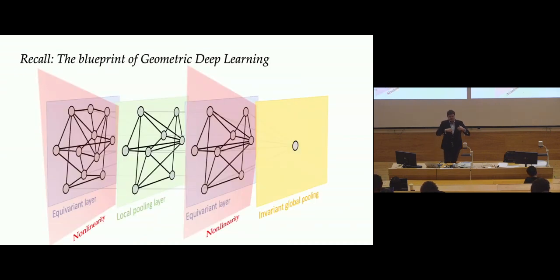And using models that are invariant or equivariant to those symmetries, we have then constructed the blueprint of geometric deep learning as this stack of equivariant layers followed by nonlinearity functions with some pooling layers in the middle. And finally, if you need predictions over the entire domain, you can add an invariant layer at the very tail end.